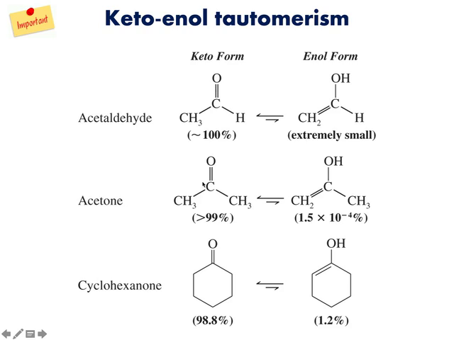For acetone, this one is keto tautomer, and this one is enol tautomer. For cyclohexanone, it is also the same. So this is keto tautomer, and this one is enol tautomer. Enol must be in the form of an alcohol. Keto means ketone, so in carbonyl form.